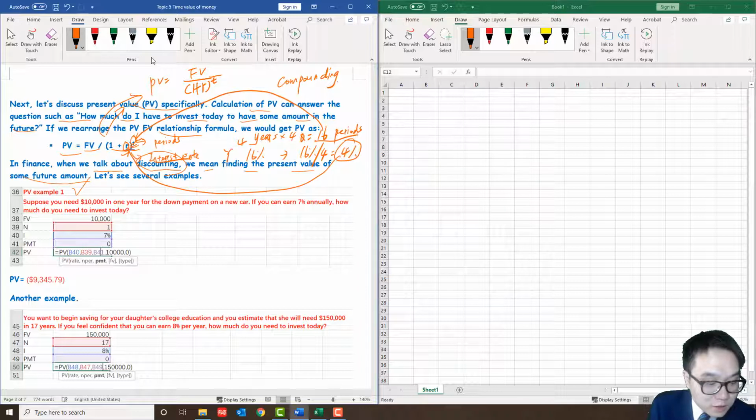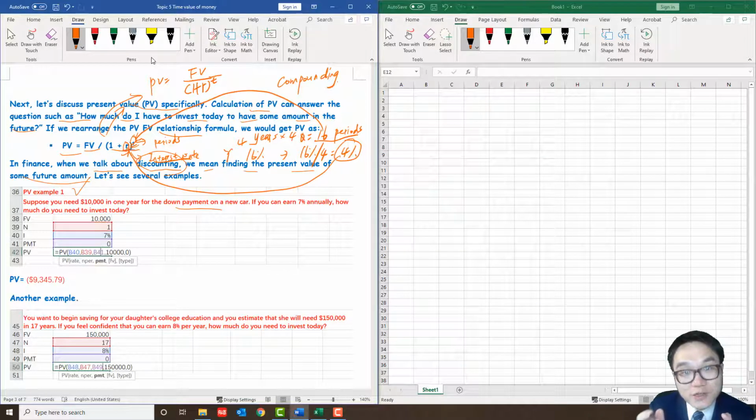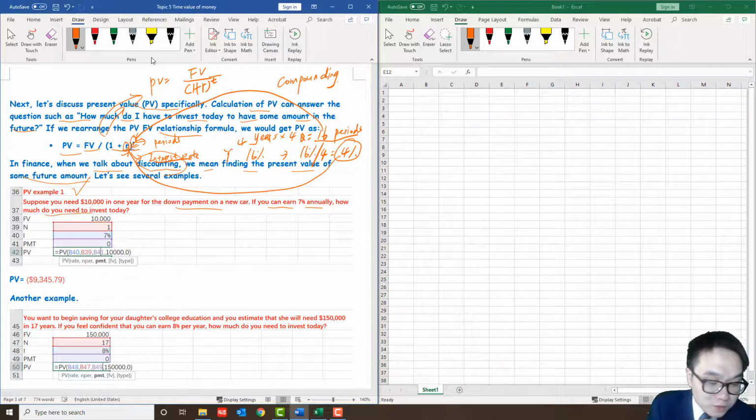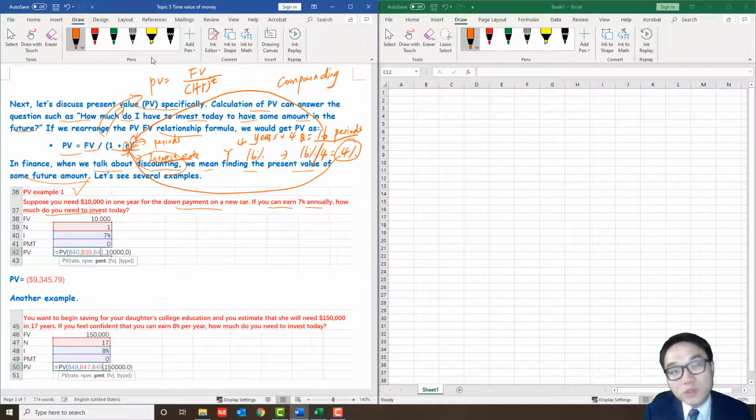PV example 1. Suppose you need $10,000 in 1 year for the down payment of a new car, which is the case if you're in college. You will need some down payment for a new car. If you can earn 7% annually, how much do you need to invest today? This is the question. Again, we can do it using the financial calculator. We can also use Excel to solve this question. In reality, in your future daily work, you're going to use Excel much more often than the calculator. Let's now try to use Excel.